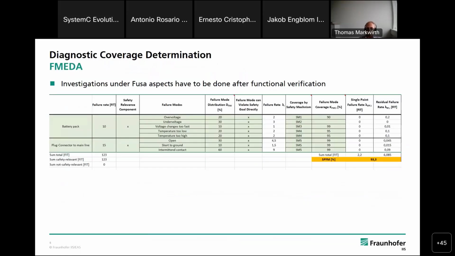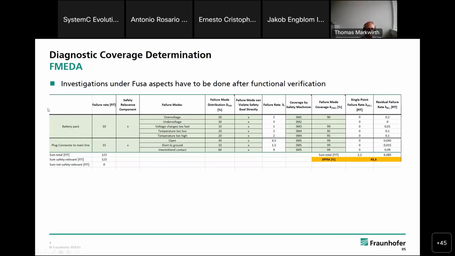But when such a system is under development and the functional verification is finished, it's necessary to also make investigations under safety aspects of that kind of system. Especially if it should be part of a safety critical item, especially in automotive systems. This investigation can be done, for example, by using FMEDA in order to determine the diagnostic coverage of such a system. Here you can see a small snapshot of such an FMEDA.